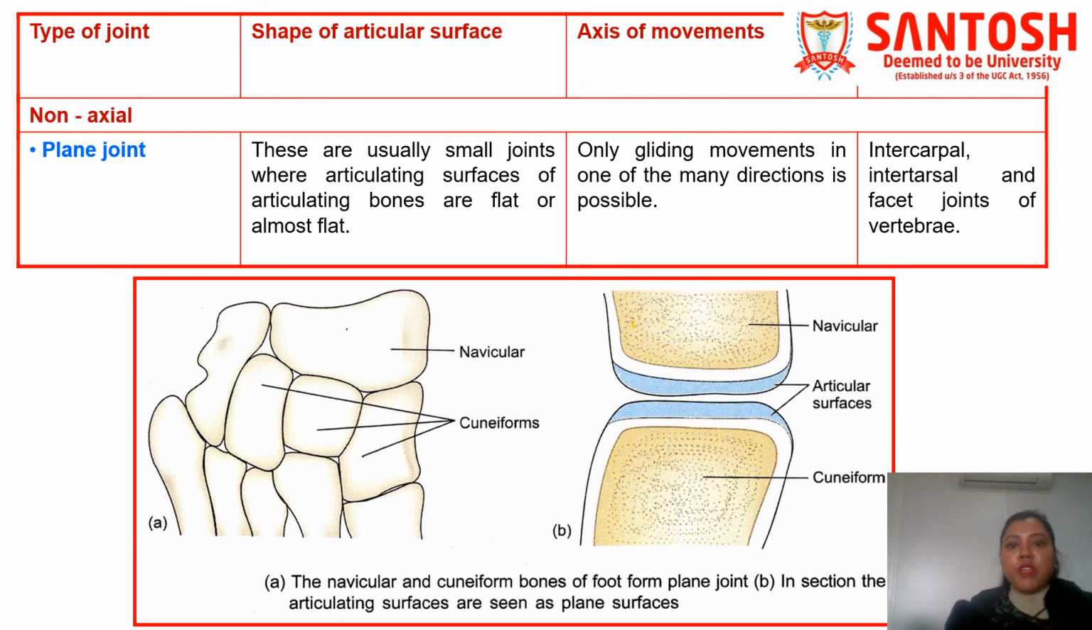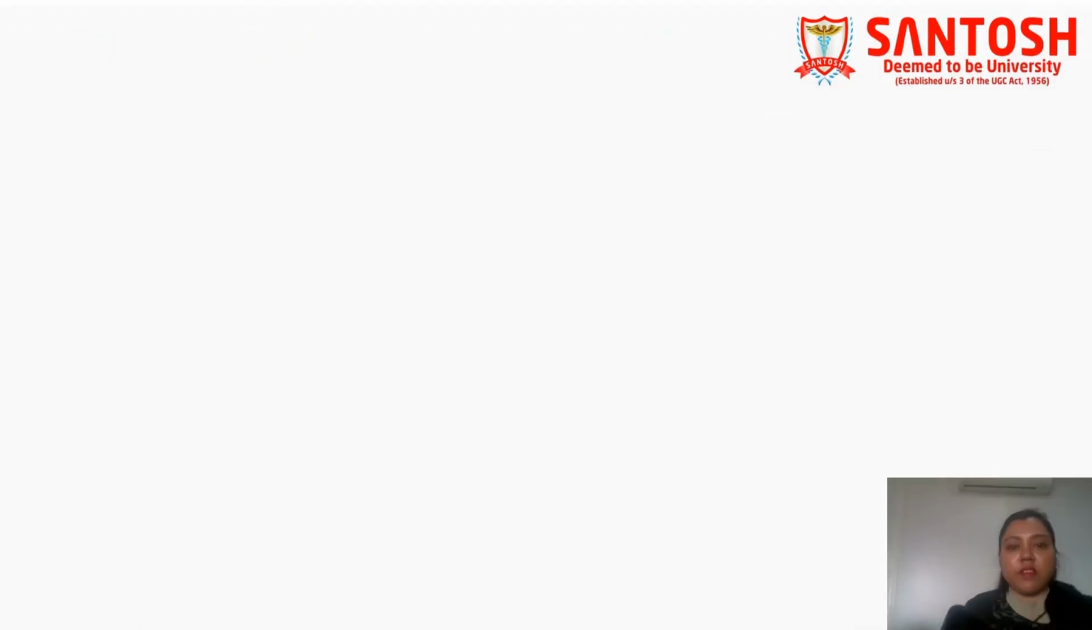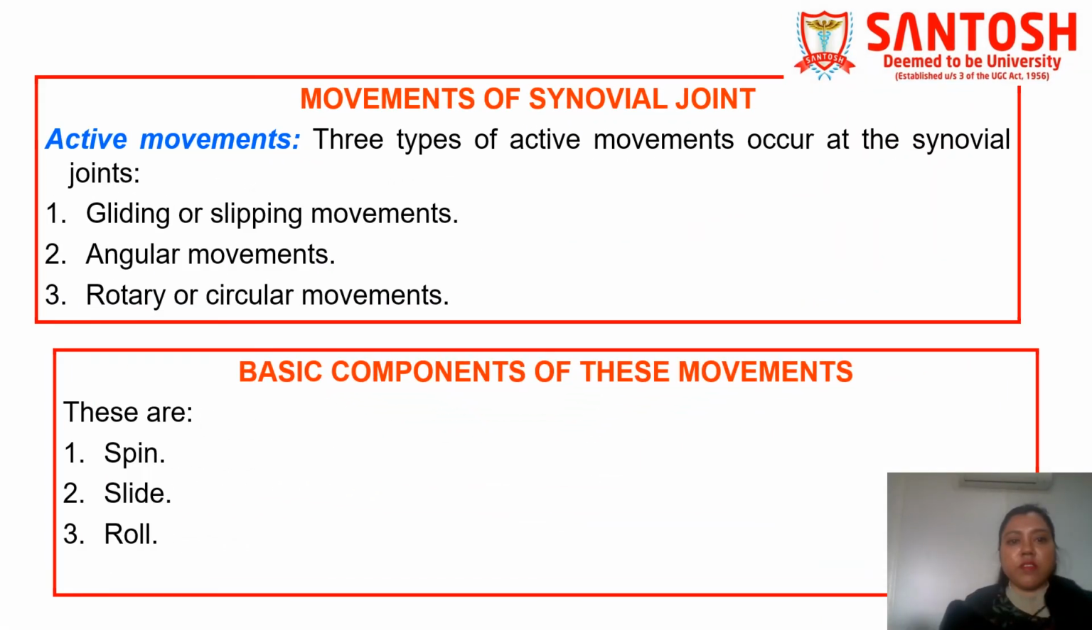Now the plain joint, only gliding movements are possible here. For example, intercarpal and intertarsal joints, the plain synovial joints. So what movements are possible in these joints? The gliding movements, angular movements and rotatory movements. For example, spin, slide and roll.